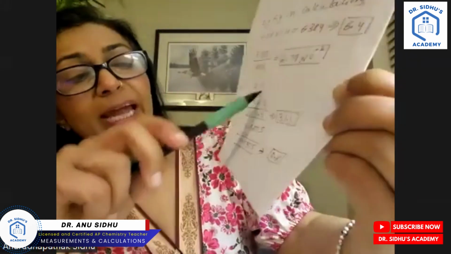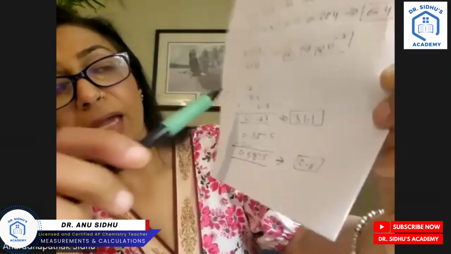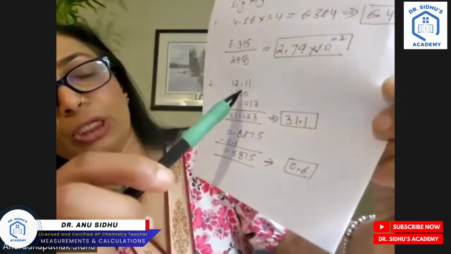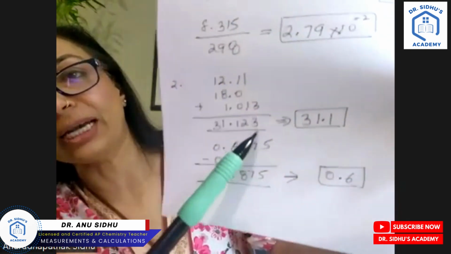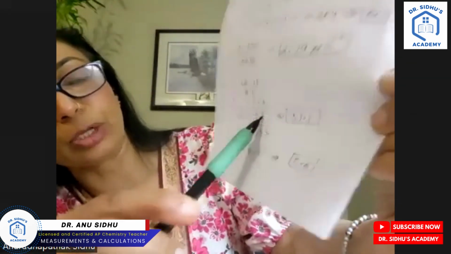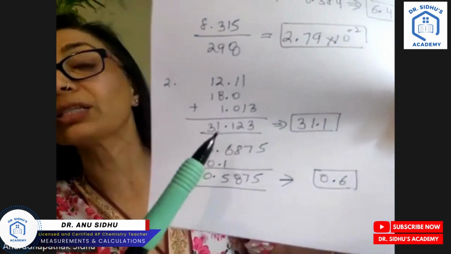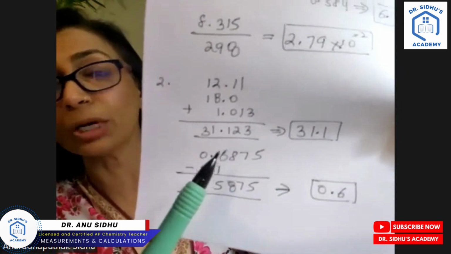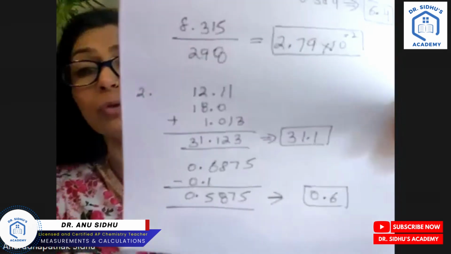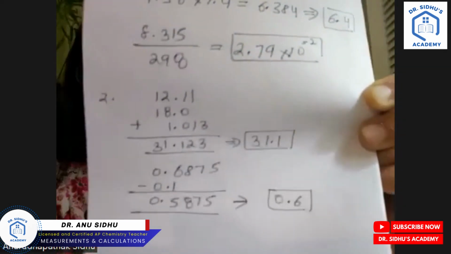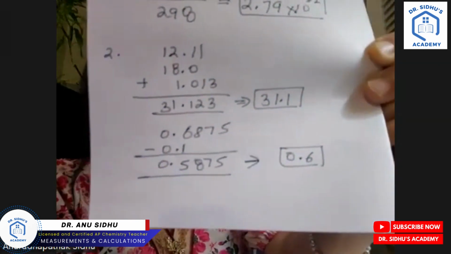Now, coming to addition. Look, we added these 3 numbers. How many decimal places does 12.11 have? There are 2 decimal places. 18.0 has 1 decimal place. 1.013 has 3 decimal places. In addition, we have to report our answer to the least number of decimal places, not the least number of sig figs. Our answer is 31.123, but we have to stop at only one decimal place. So our answer will be 31.1, because that is the least number.